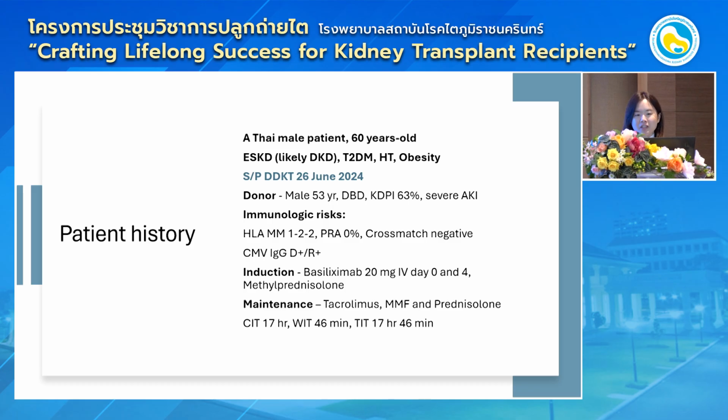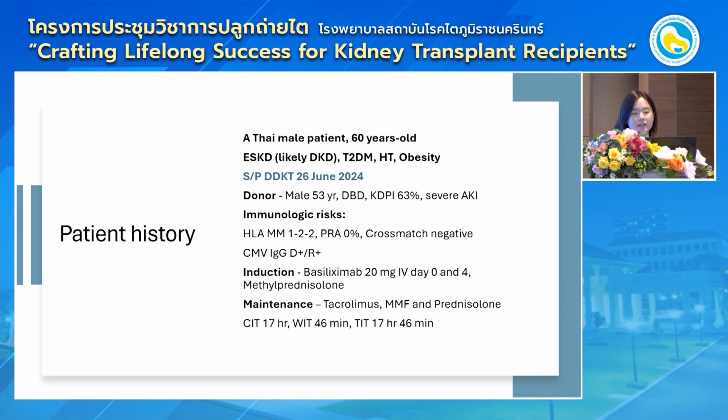A Thai male patient, 60 years old, ESKD, likely from DKD, with type 2 diabetes, hypertension and obesity. BMI is around 30. He has had a deceased donor kidney transplant since June 2024. The donor is a 53-year-old male DBD donor, as we don't have DCD donors in Thailand. KDPI is 63 and the donor had severe AKI.